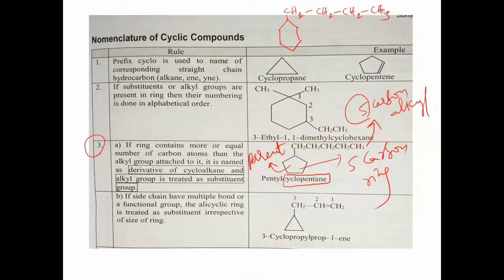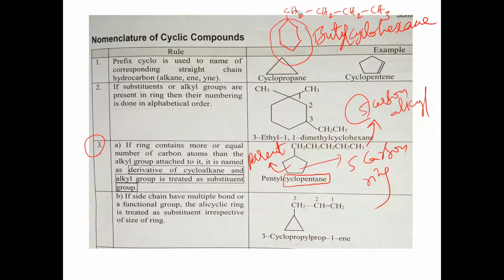Now this branch contains how many carbons? 4 carbon atoms. The ring contains 1, 2, 3, 4, 5, 6 carbons. 6 carbon ring, 4 carbon branch. Now what is parent? This ring only is the parent compound, so cyclohexane is the parent compound here. And the substituent is butyl. So the name is butylcyclohexane.